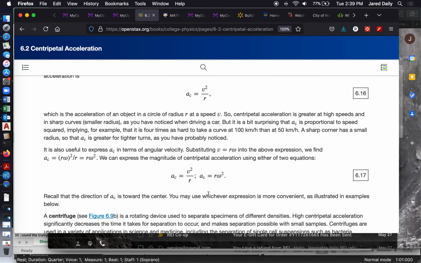And if we use our relationship between tangential speed and angular velocity, that will get us to this equation here, where the centripetal acceleration equals the radius times the magnitude of the angular velocity squared. And either of these will give you the answer that you need.